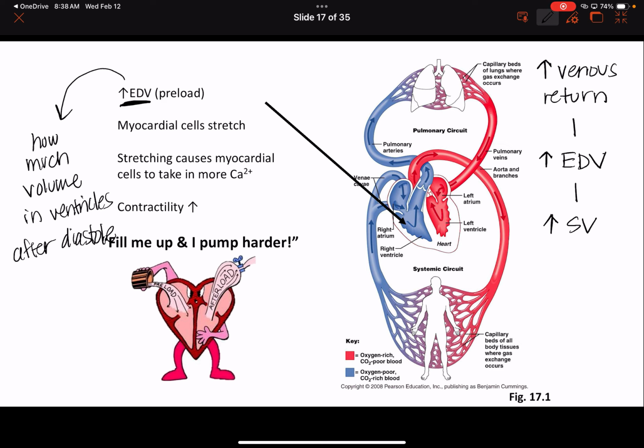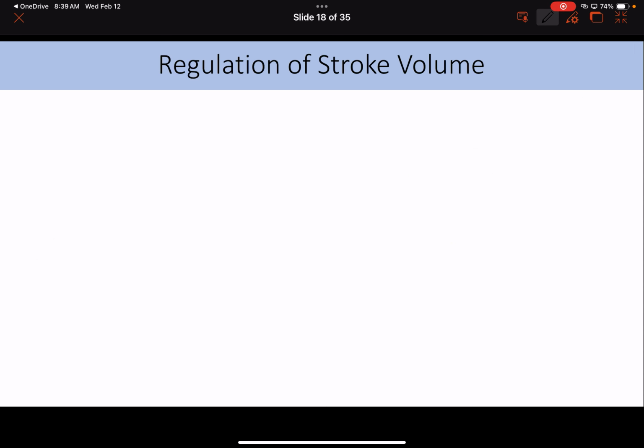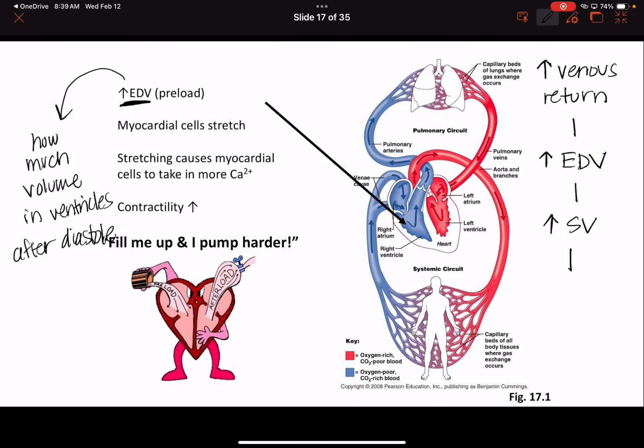I guess I should do this, but I don't like arrows going in opposite directions. So an increase in venous return means an increase in the end diastolic volume, which means an increase in stroke volume, which means an increase in cardiac output.